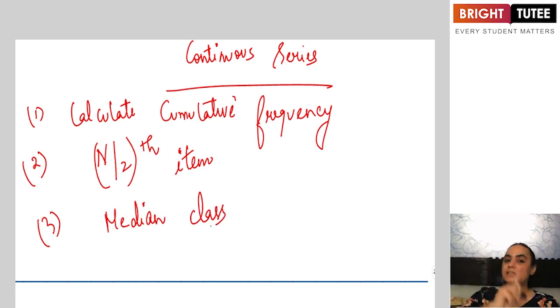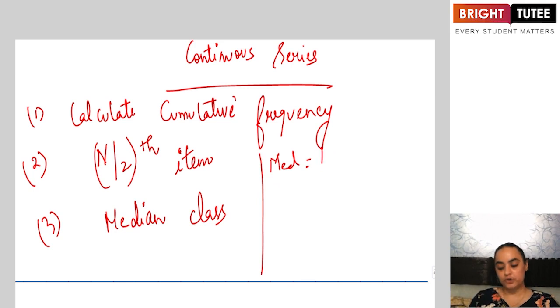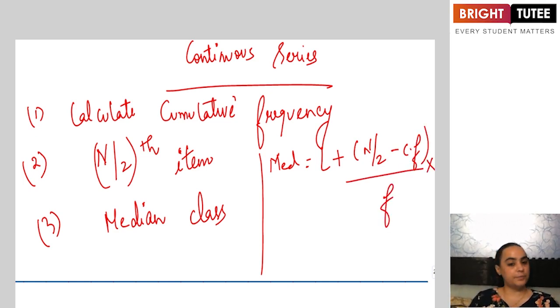In case of a discrete series, when you got the n plus 1 by 2th term, you found the observation which was closest to it and you got a number. Here we have the class. We will get a median class. So now we apply the formula, which is L plus n by 2 minus CF upon f into i.